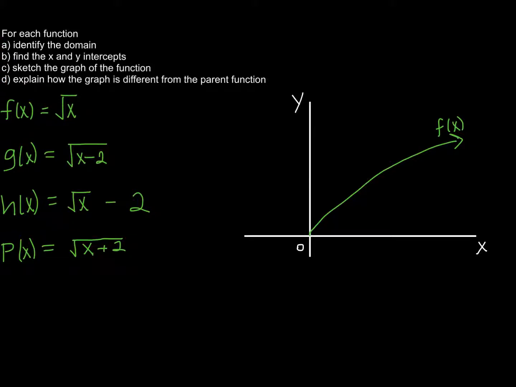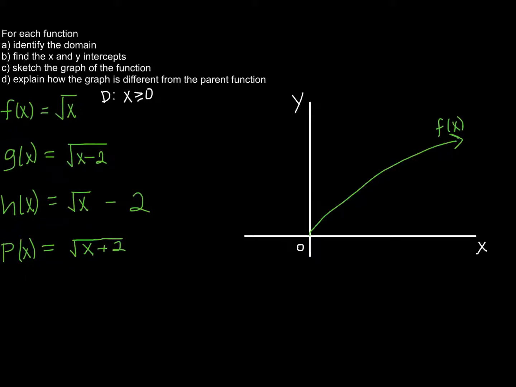So the domain, all x values that will make my radicand positive. So that's going to be x greater than or equal to 0. Okay? So I know that my function is going to be defined everywhere to the right of my y-axis. The x and y-intercepts, well, these I can do really in my head here. If I set my y value equal to 0, I set my function equal to 0, the x value that I need to make that happen is x equals 0.